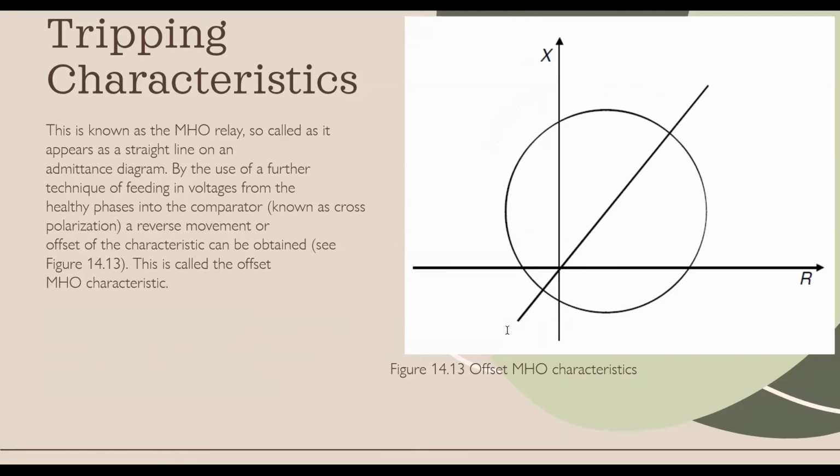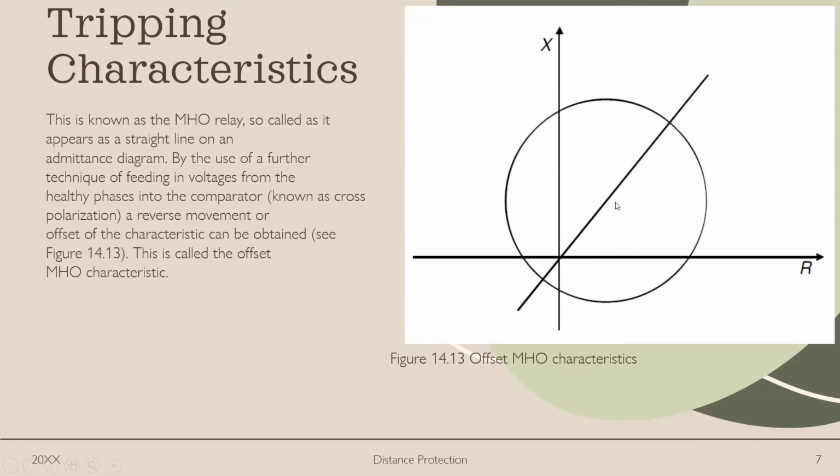By the use of a further technique of feeding in voltages from the healthy phases into the comparator, known as cross-polarization, a reverse movement or offset of the characteristic can be obtained. This is called the offset MHO characteristic. This is the diagram for the offset MHO characteristic, wherein the circle for the working range of the distance relay is shifted.